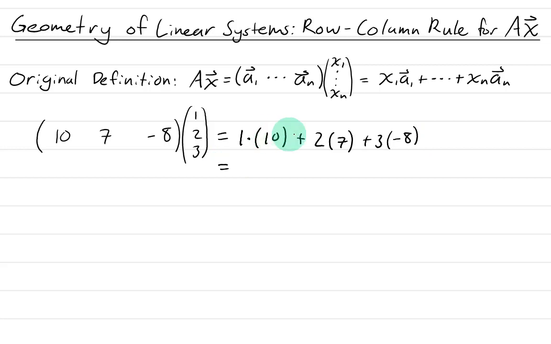And to multiply a vector by a scalar, we just multiply the only entry in there by that scalar. So that gives you 10 plus 14 as a vector plus negative 24. And then we can add up these three vectors to just get one vector with a 0 in it.